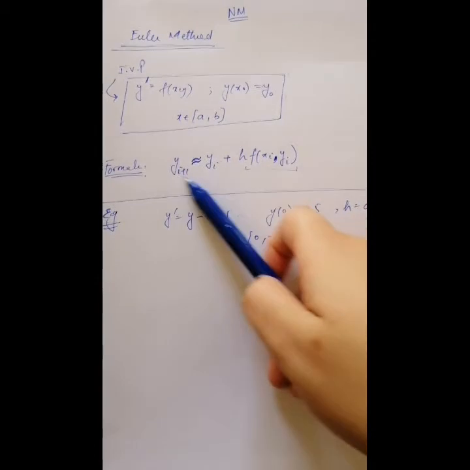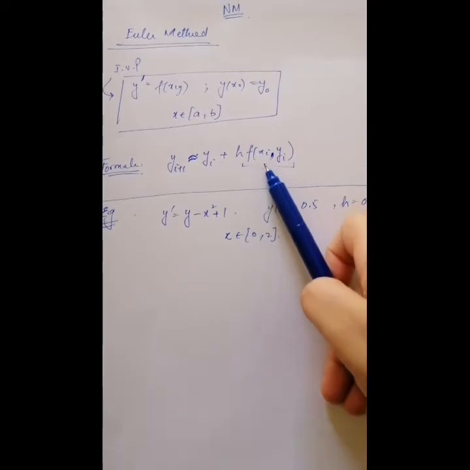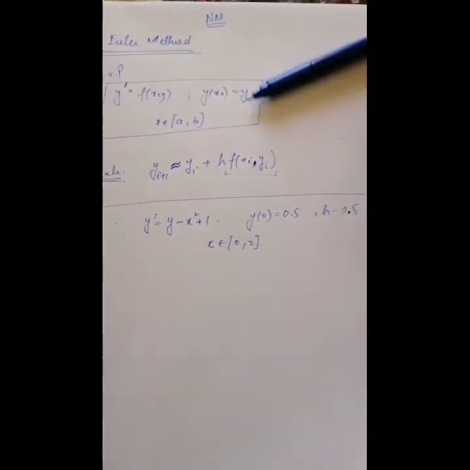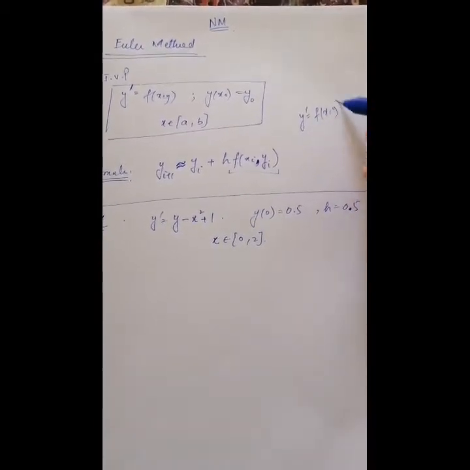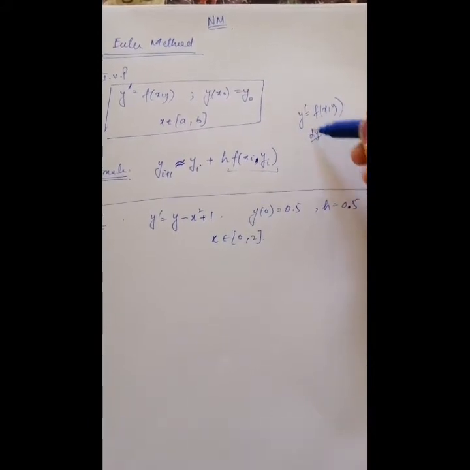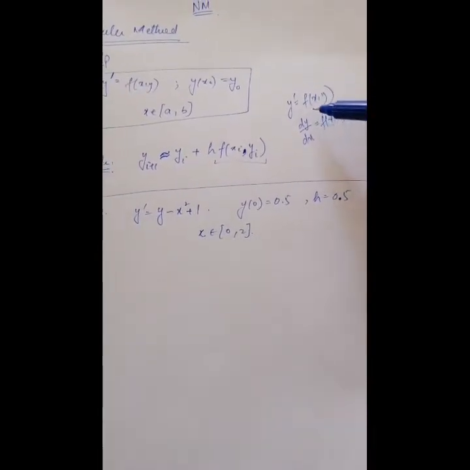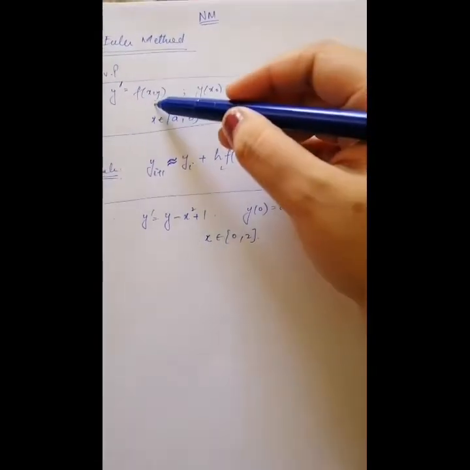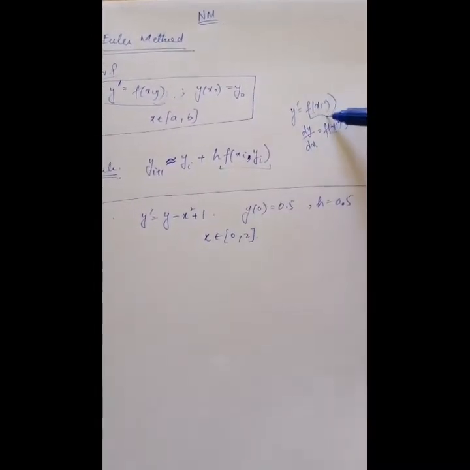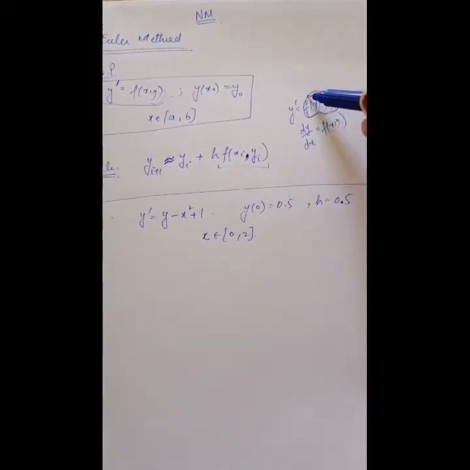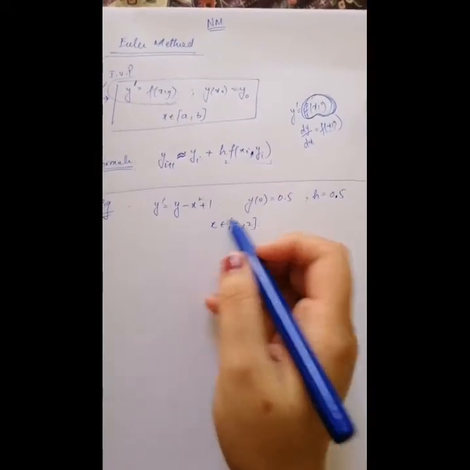It's evaluated by using this formula: y i plus 1 is approximately equal to yi plus h multiplied by f of xi yi. Now you should know that any differential equation can be written as y prime equals f of x y, or another notation for y prime is dy by dx is equal to f of x y, right? So you can compare your differential equation with the general differential equation, and you can clearly identify what f of x and y is, right?